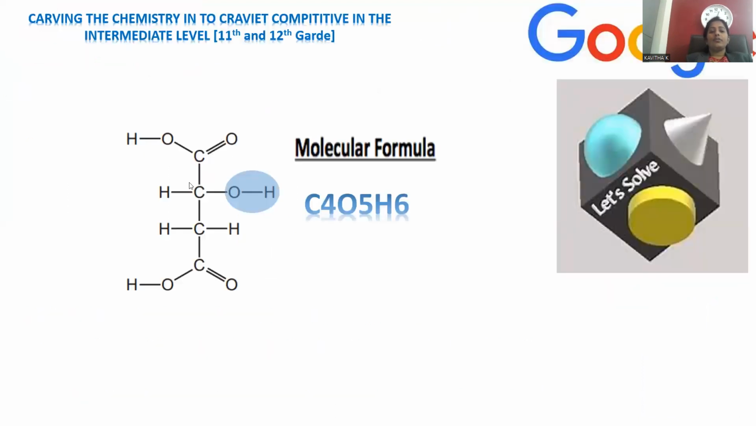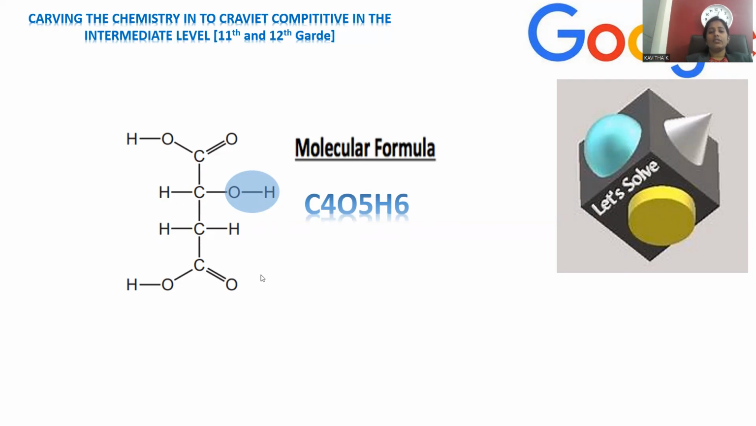In the given molecule, in order to write its molecular formula, first of all we have to count the number of carbons: 1, 2, 3, 4. C4 we can designate. Now the oxygens to be taken: 1, 2, 3, 4, 5. So C4, O5. Hydrogens, let's count hydrogens over here: 1, 2, 3, 4, 5, 6. H6. So the entire molecular formula is C4, O5, and H6.